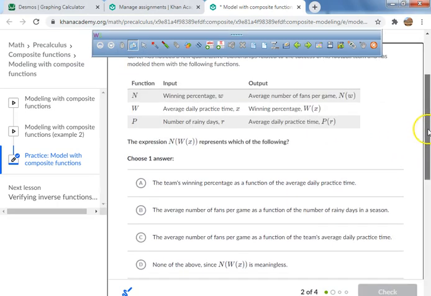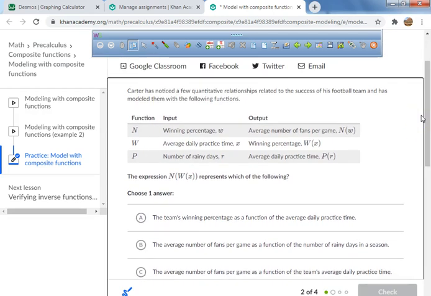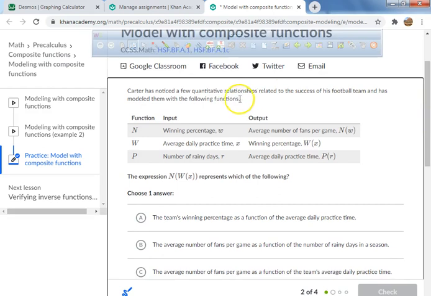Now this one's going to be a little bit easier, I believe. It says Carter has noticed a few quantitative relationships related to the success of his football team and has modeled them with the following functions. Well, good job there, Carter, going above and beyond the call of duty.